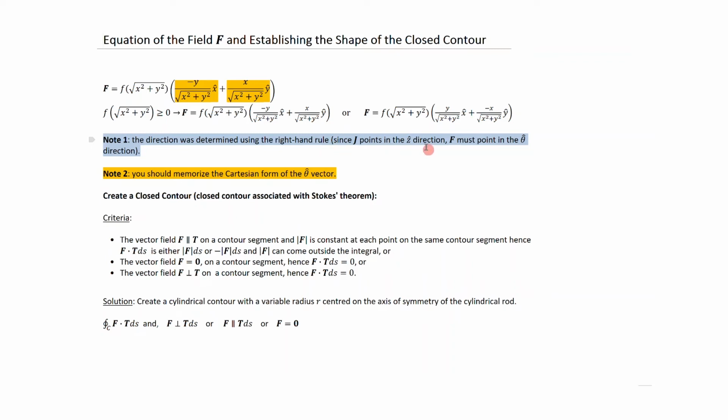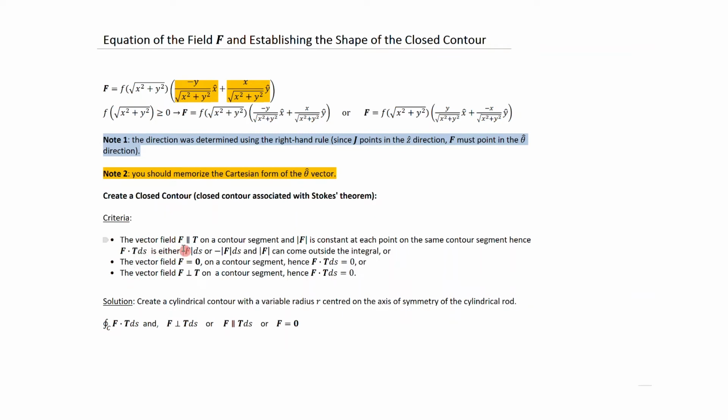So if J points in the Z direction, then F must be pointing in the theta hat direction. Just a word of warning, you should memorize the Cartesian form of the theta hat vector, which is the one that's shown here. Okay, now that we have a general idea as to what the form of the field vector is, we now have to create a closed contour, and that closed contour we associate with Stokes' theorem. And so there's some general criteria as to how to decide on what that closed contour should look like. And I've just stated them here in bullet form.